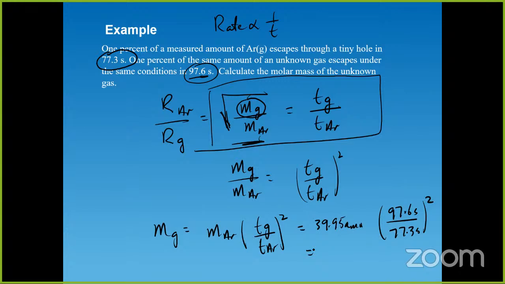39.95. And according to my calculation, this works out to be, rounded off to 3 sig figs, 63.7 AMU. And technically speaking, it's asking for the molar mass, so I'm just going to put it right here. The molar mass is equal to 63.7 grams per mole. So that will be the final answer right there.